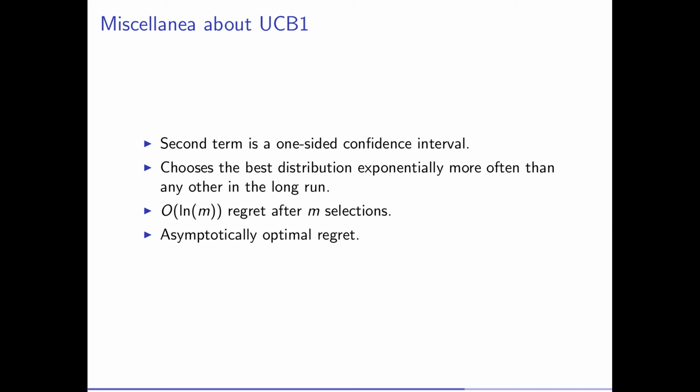So one of the nice properties is even not knowing anything about the distribution, except its minimum and maximum possible samples, this expression will choose the best distribution exponentially more often than any other in the long run. And after m selections, there's only logarithmic regret, and it turns out that this is asymptotically optimal among all possible algorithms for choosing a machine. Now, if you make more assumptions about the distributions, then you can do better. But we're not going to make any assumptions about how these distributions are chosen. Okay? Cool.